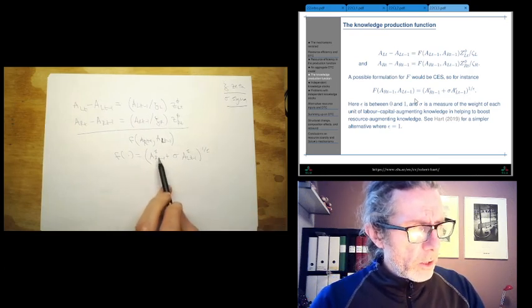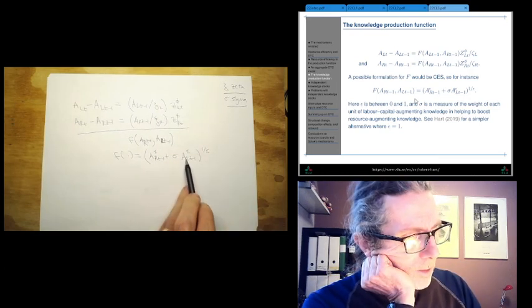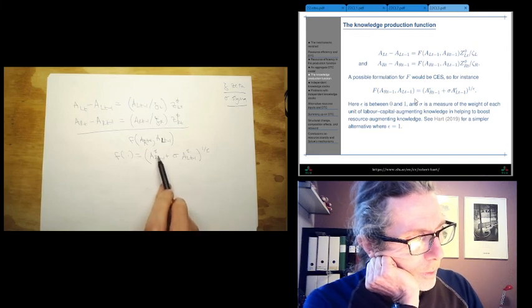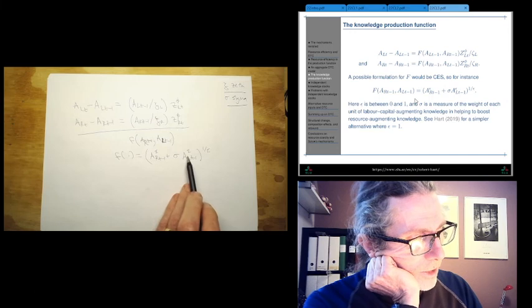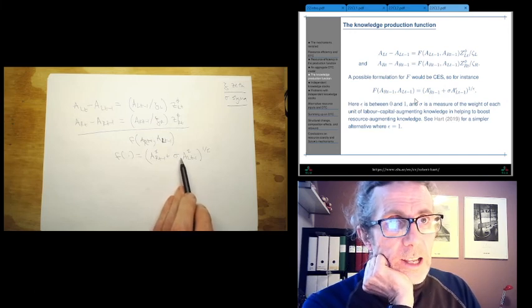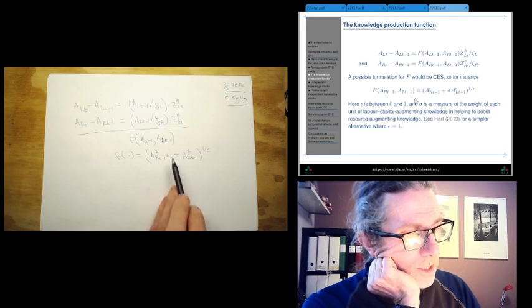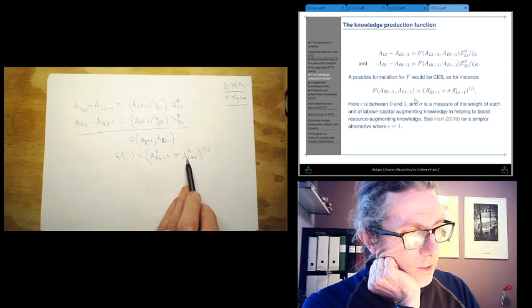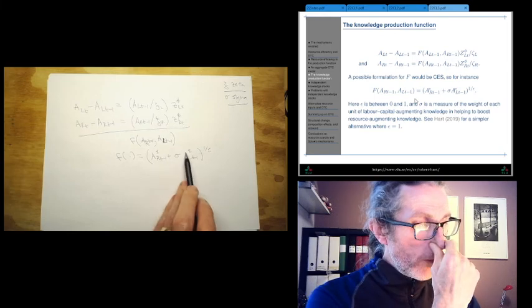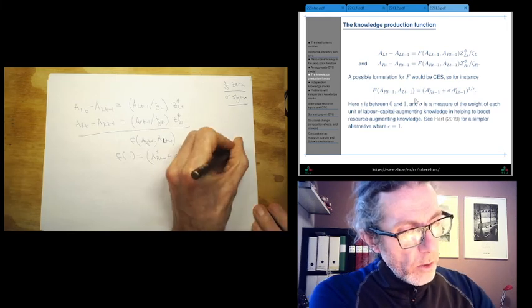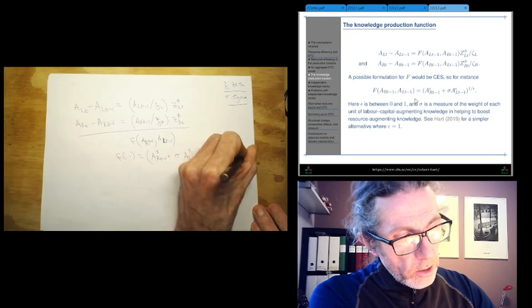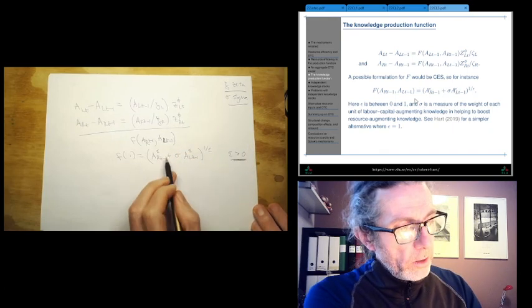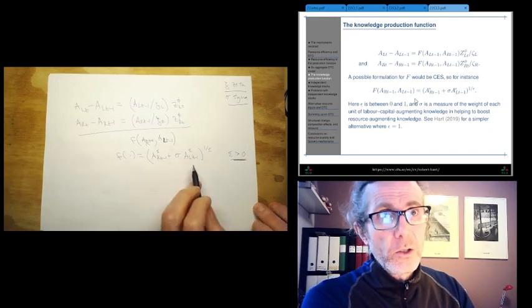So what's going on here? This is within sector knowledge. This is out of sector knowledge, general knowledge. Typically we might expect sigma to be less than 1. So all else equal, within sector knowledge is more important than out of sector knowledge. What about epsilon? Now we would generally expect epsilon should be bigger than naught, so these should be good substitutes for each other.